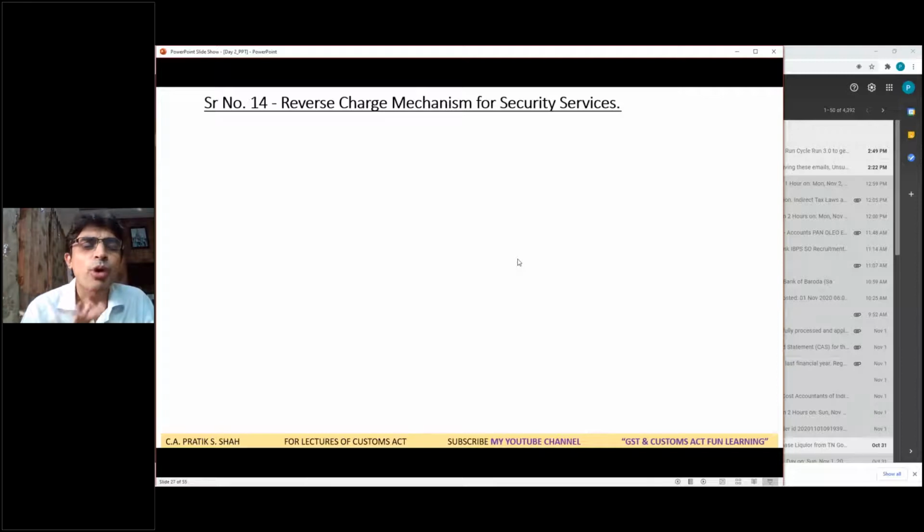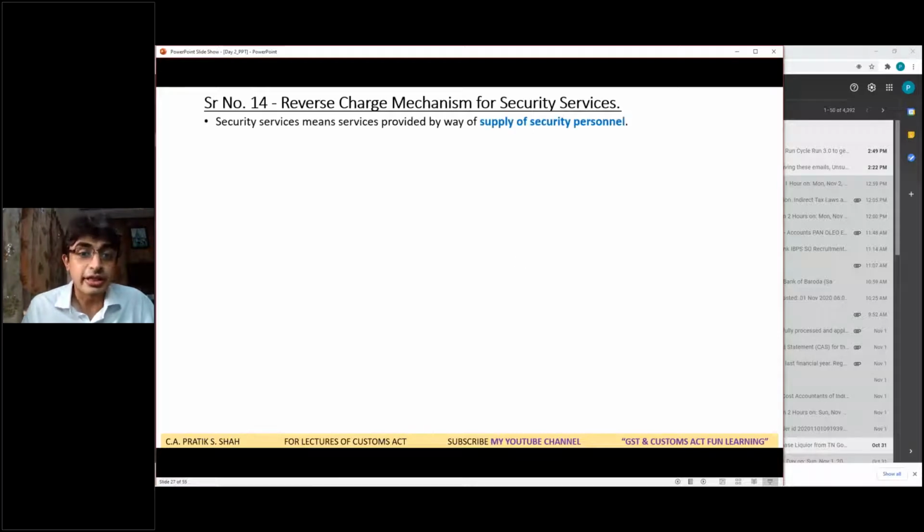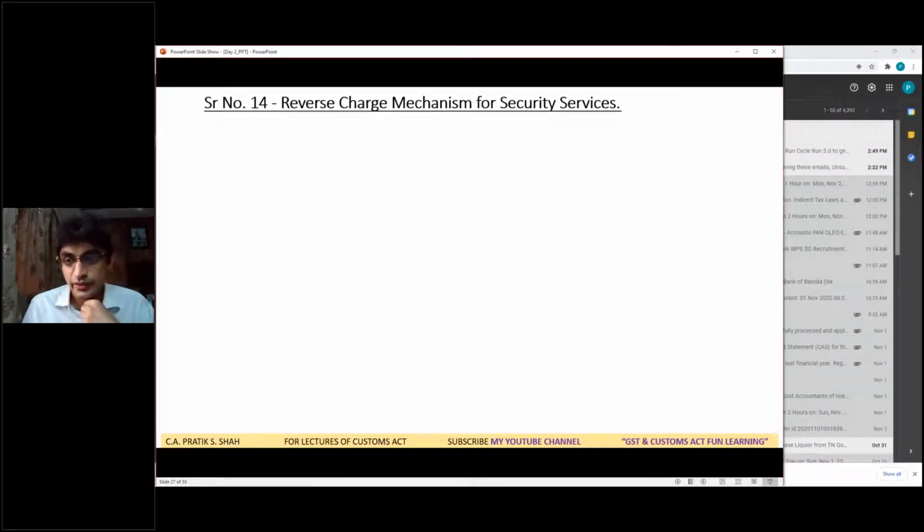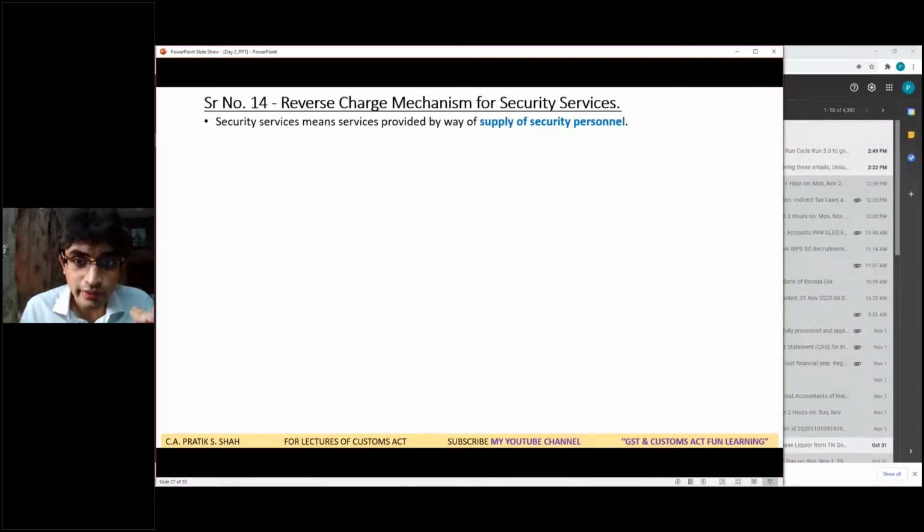Security service. Now this point is a little bit complicated. Need your attention and focus here. See, security services. First, what do you mean by security service? Security service means supply of security guards or security personnel.